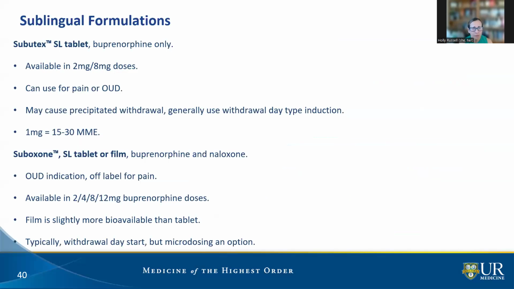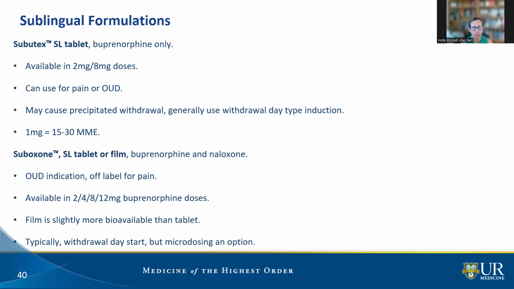The sublingual formulations: the Subutex tablet is buprenorphine alone. This is generally the least expensive form of buprenorphine. So if patients are self-pay or have a high copay or high deductible, this might be the version you would use, the tablet form. It's generally relatively inexpensive, and there are some online coupons available. It's available in 2 and 8 milligram dosing. It has a pain and an opioid use disorder indication.